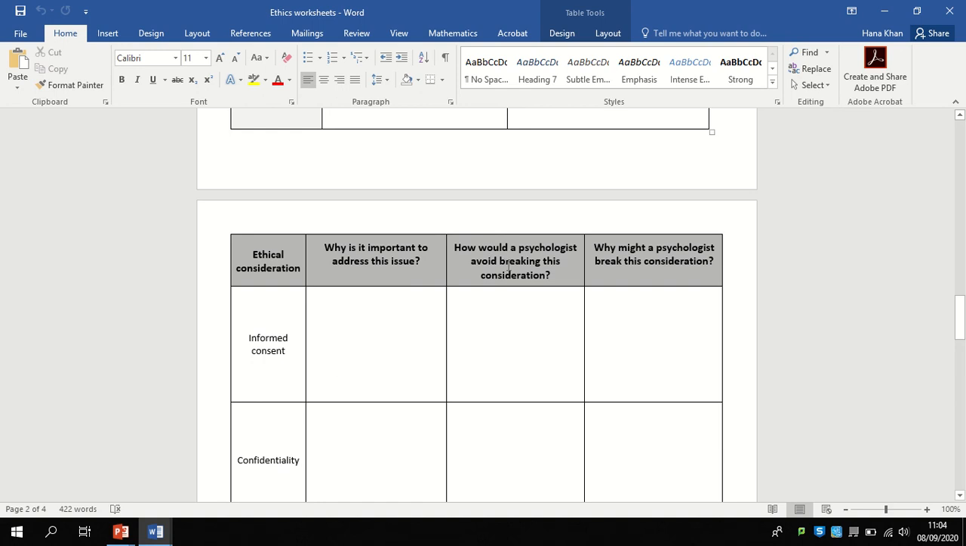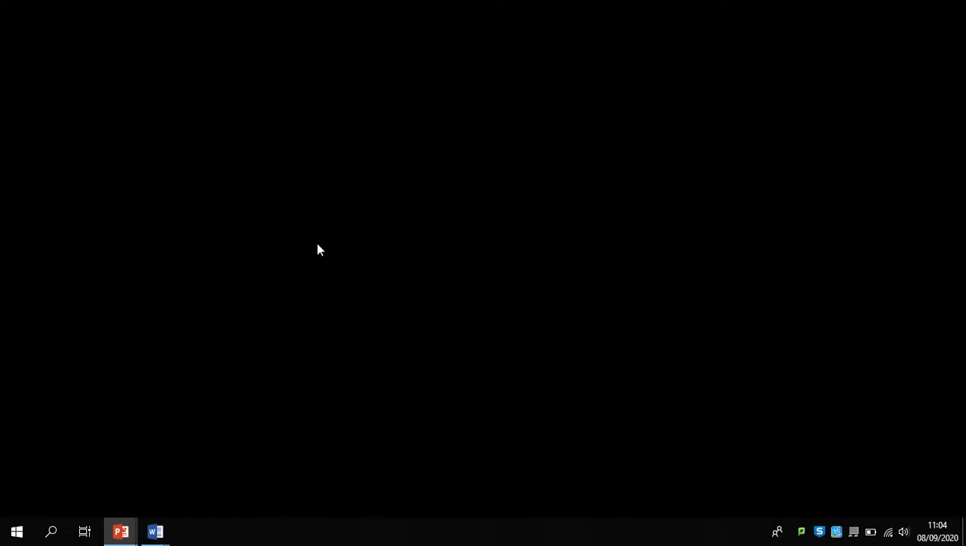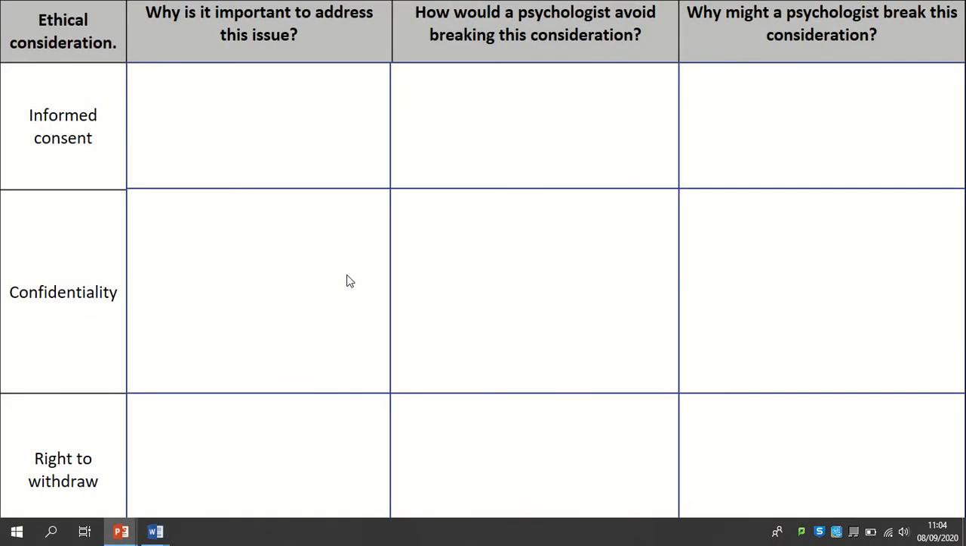How would a psychologist avoid breaking this consideration? Well, by actually giving them something to sign. And why might a psychologist actually break this consideration when they're doing a study? And it may be to avoid demand characteristics. So we'll go through it in the PowerPoint. We'll have a quick look, but I want you to be filling in your workbook with things that you think: why it's important, why you think a psychologist might break this particular ethical issue, and how you think they could avoid it.